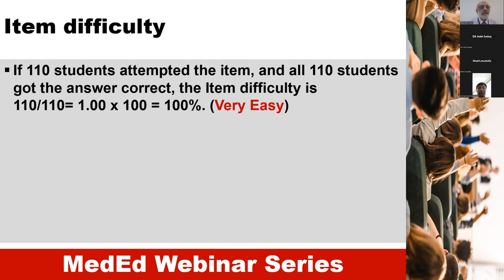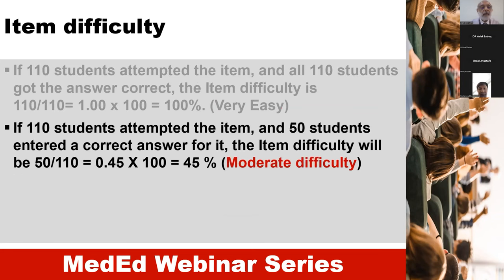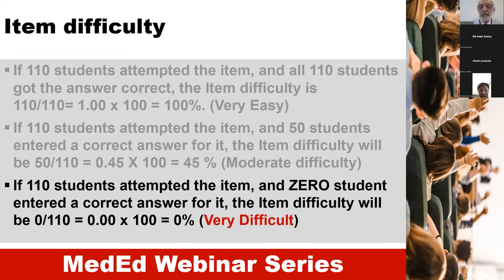Let's take an example. If we have 110 students who attempted the item and all 110 students got the answer correct, then the difficulty is 110 over 110 is equal to 1, multiplied by 100 is equal to 100%. That means that question is very, very easy. On the other hand, if out of these 110 students, 50 students have entered a correct answer, then the item difficulty would be 50 over 110 multiplied by 100, which would be around 45%. So this is a moderately difficult question. And if none of the students answered that question, that means 0 over 110 means 0 multiplied by 100, so difficulty index is 0%, which means very, very difficult question.